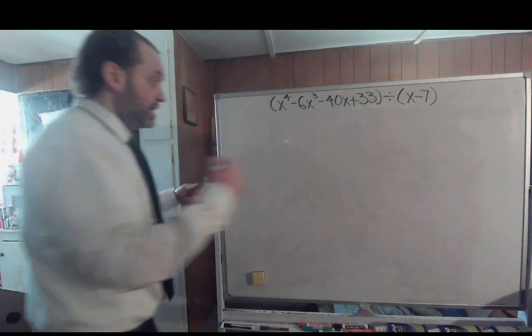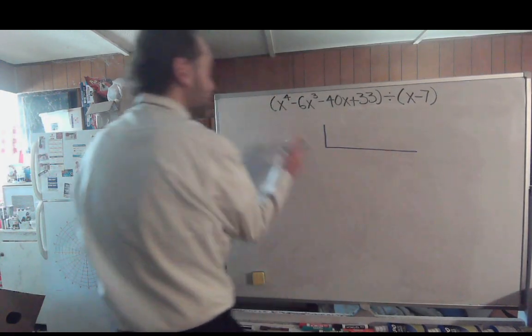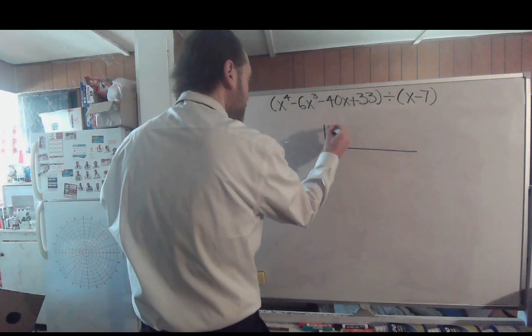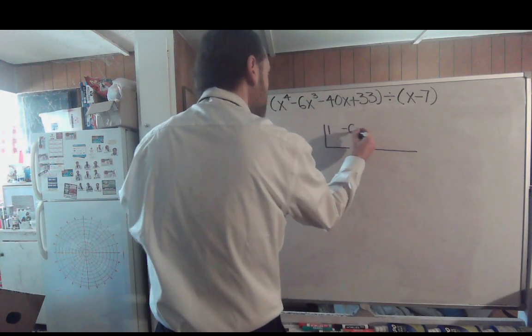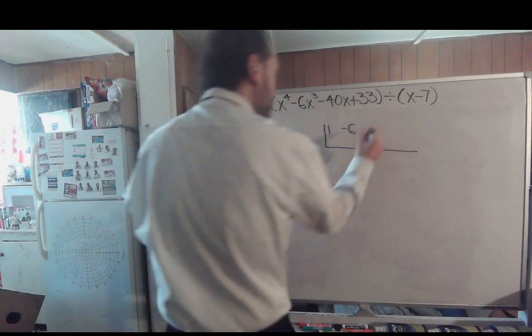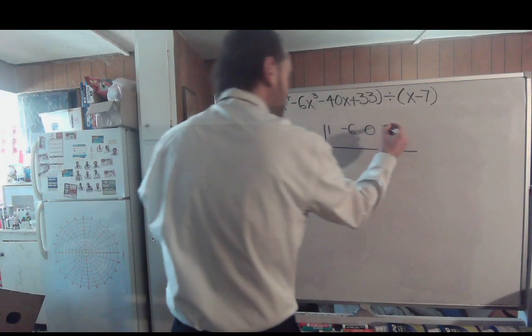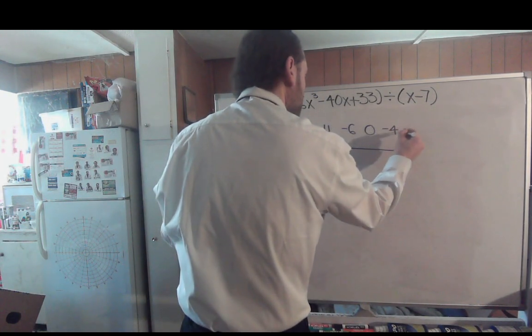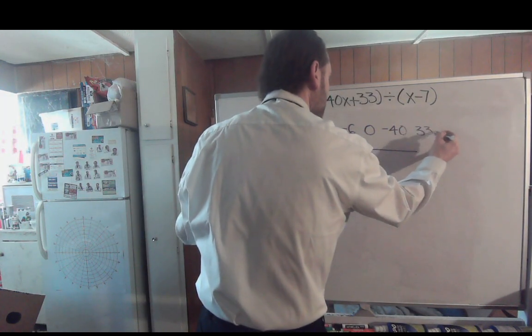So let's go ahead, set up our table again here. The coefficient on x to the fourth is 1. The coefficient on x to the third is negative 6. We don't have an x squared term, so that coefficient is 0. Negative 40 for your x to the first term, and then positive 33 for your constant term.